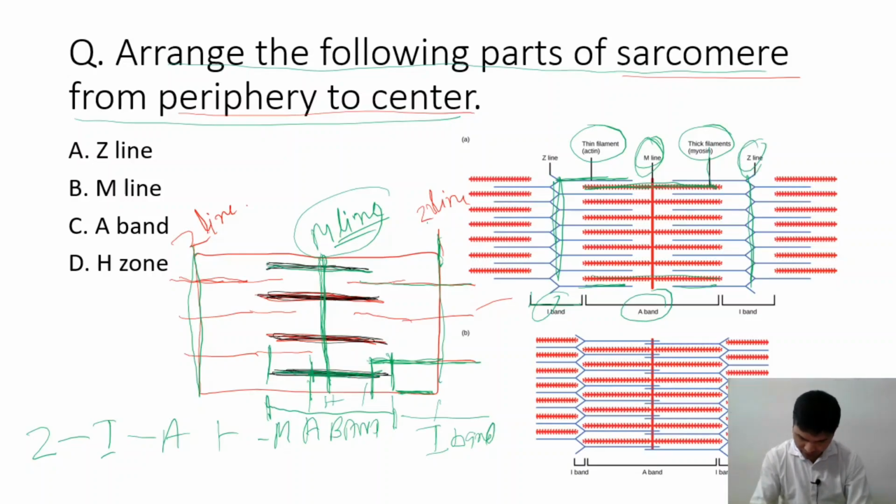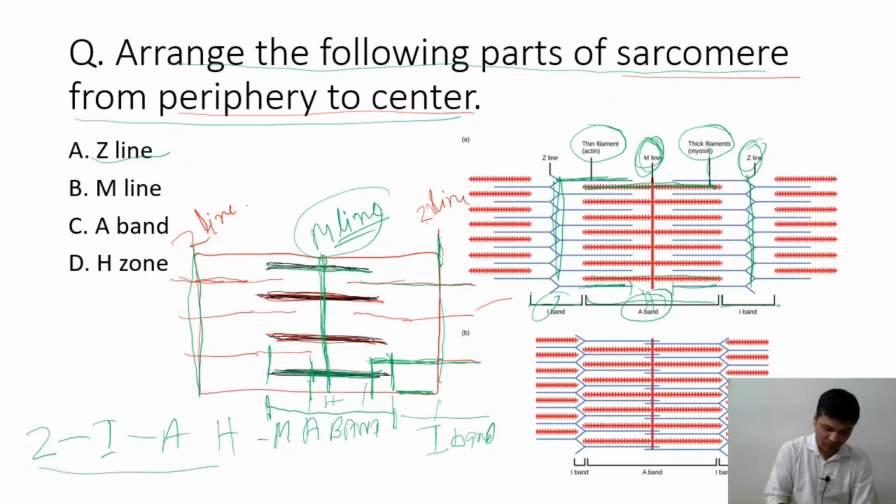So Z line, then I band, then the A band, then the H band here, and this is the M band. If you get the Z line first, then the I band will come, then A will come, then H will come, and then the M line will come. So like that you can arrange according to the option. So many options were there, so you can choose the option accordingly. Let's move to the next question.